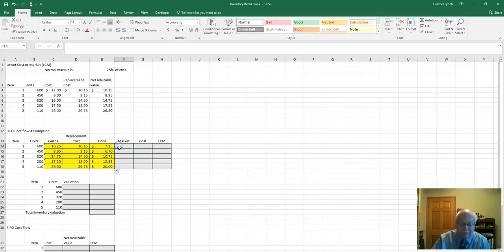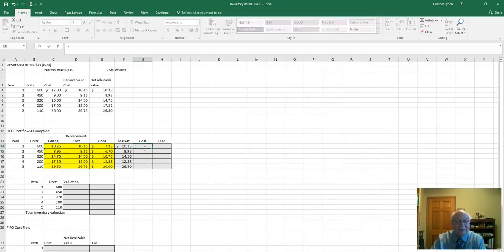Okay, so for instance, the first one here, item 1, 10.25 is the ceiling, 10.15 is between 7.25 and 10.25. The next item, however, 9.15 is a replacement, but 8.95, it's above the 8.95, so it cannot go above the ceiling. And this one is 10.75, 14.75, 14.50 works. Now this one here is 12.50's replacement, but we can't go below the floor, so we use the 12.88. And then for this one, the item 5, 26.75 is above 26.50, so we'd use that.